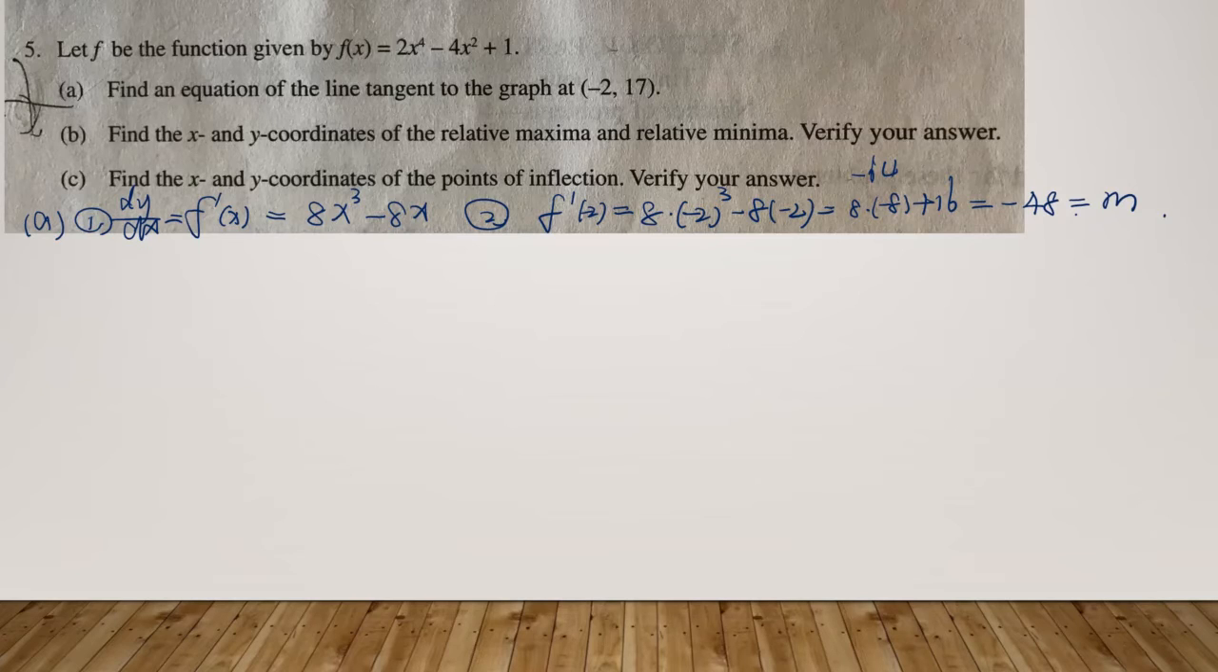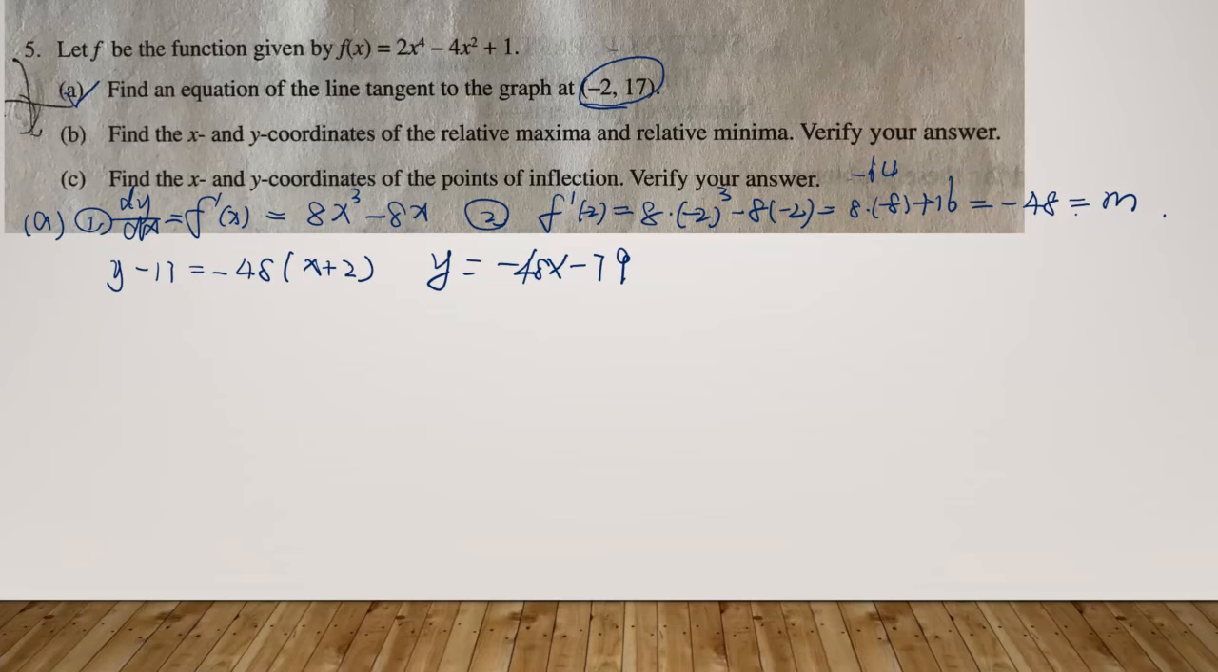Now we have the slope. We also have a point. So by using the point-slope form, we can find the tangent line. y minus 17 equals the slope, which is -48, times x minus -2, so it's plus 2. We simplify: y equals -48x minus 79. This is the equation of the tangent line. Question A, we finished.